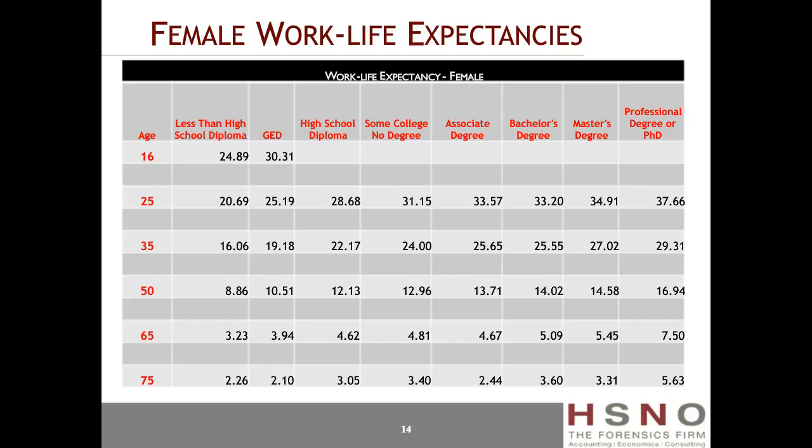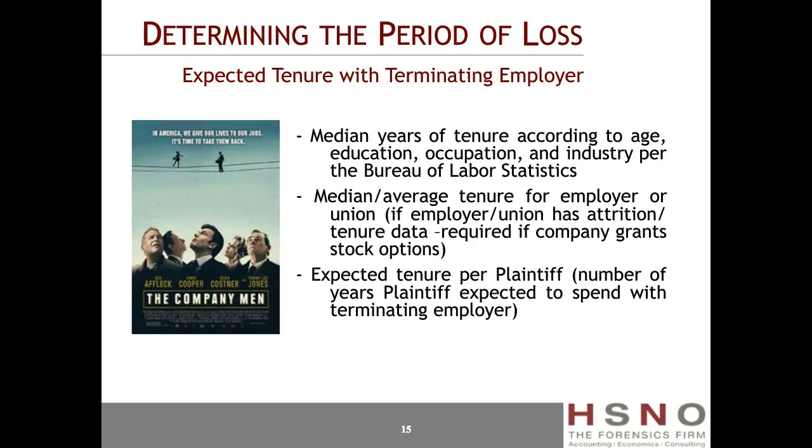Again, if you're not going to go all the way to the end of your career, you might want to look at the expected tenure with the terminating employer. And we have studies of expected tenure. The Bureau of Labor Statistics puts out a publication every 2 years that gives the median years of tenure according to age, education, occupation, and industry. And you can look up, based on the plaintiff's age, gender, educational attainment, occupation, and industry, how long they would be expected to work.